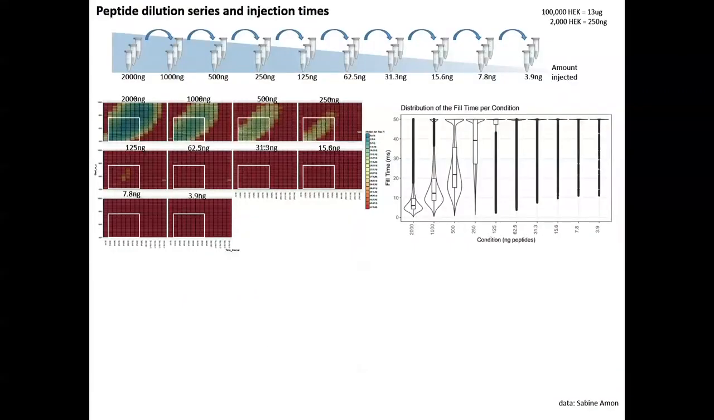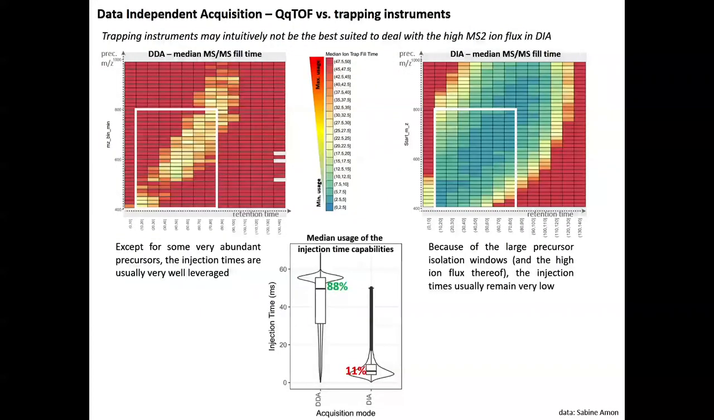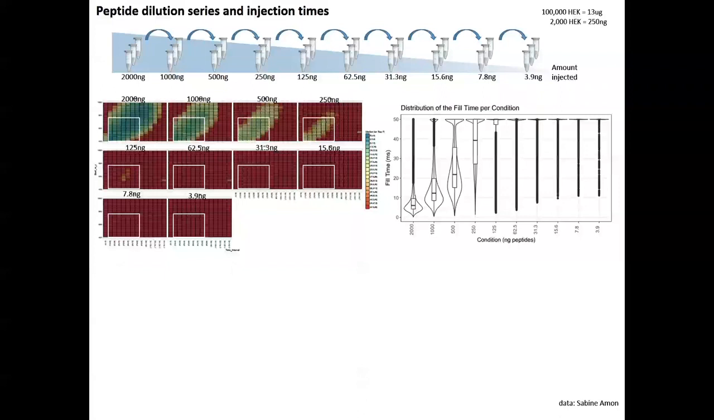So the question that we raised then, if you want to bring this filling of the ion trap higher, is how low can we actually inject peptides in order to fill up the ion trap to capacity? So what we did was a peptide dilution series from 2 micrograms, which is what most people inject, at least on a Q-TOF, and then we diluted down to 3 nanograms.